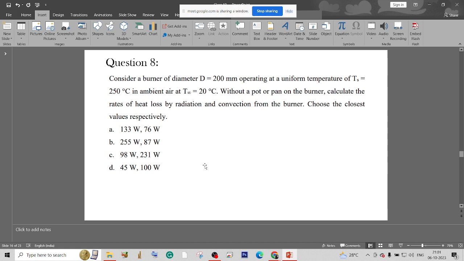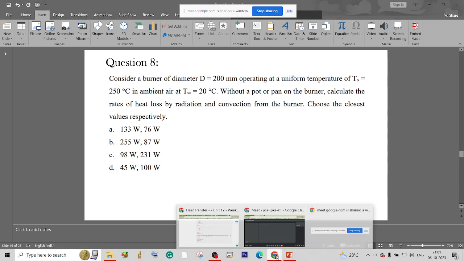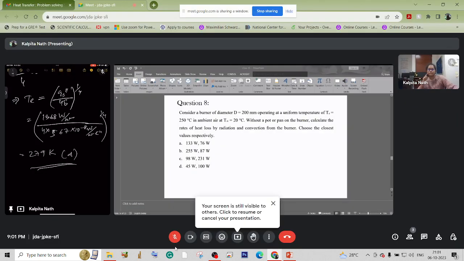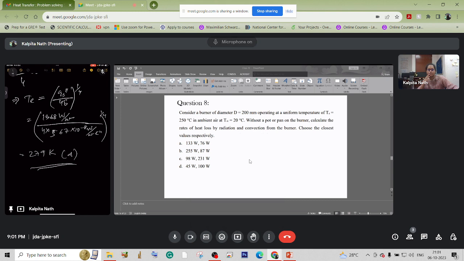So solve this. I'll give you 2 minutes for this, and then we'll proceed to the solution because we don't have much time left.